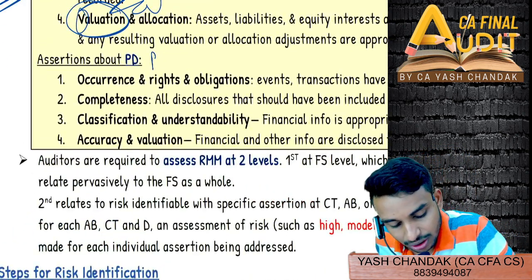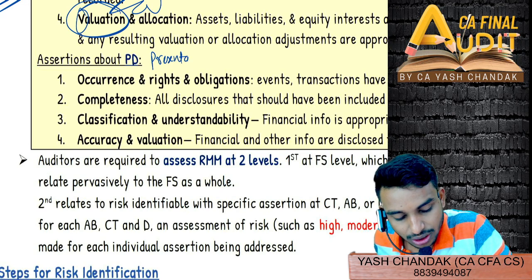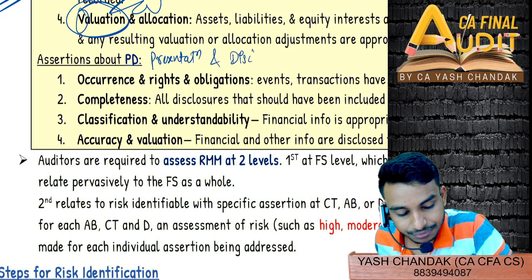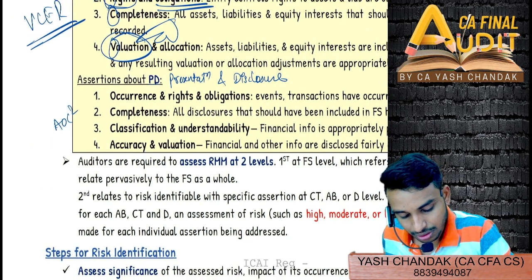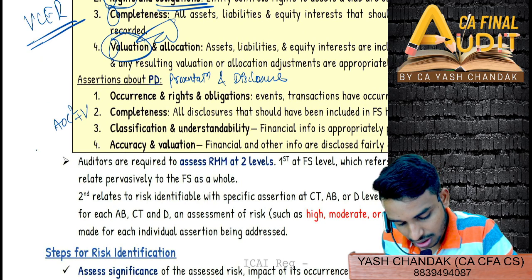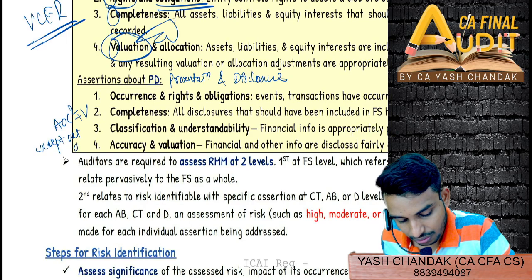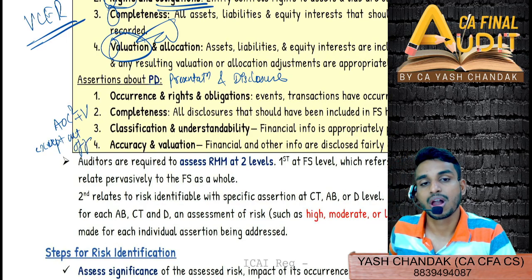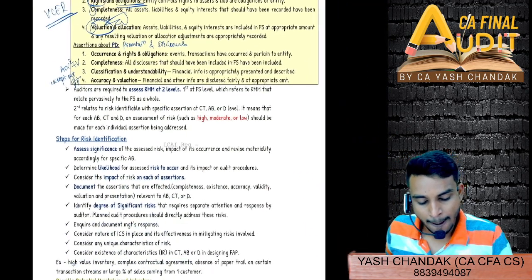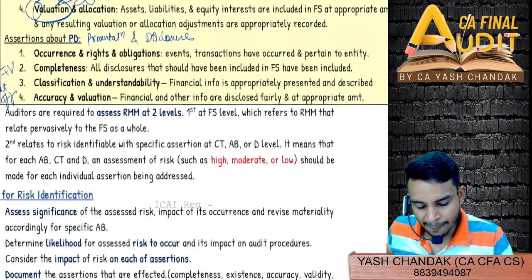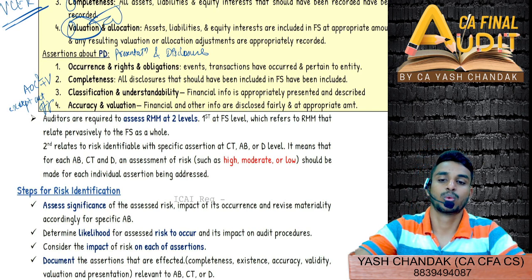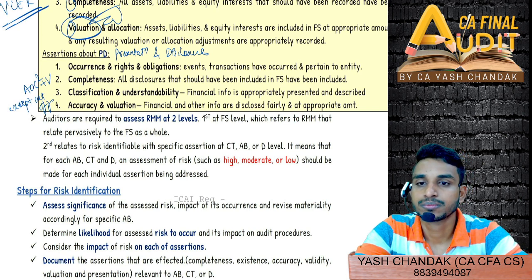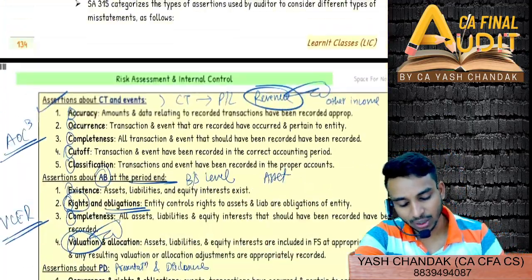And lastly, PD is what? Presentation and disclosure. So here again, AOC2 plus valuation, except which C? Except cut-off. Clear? Any doubt here?